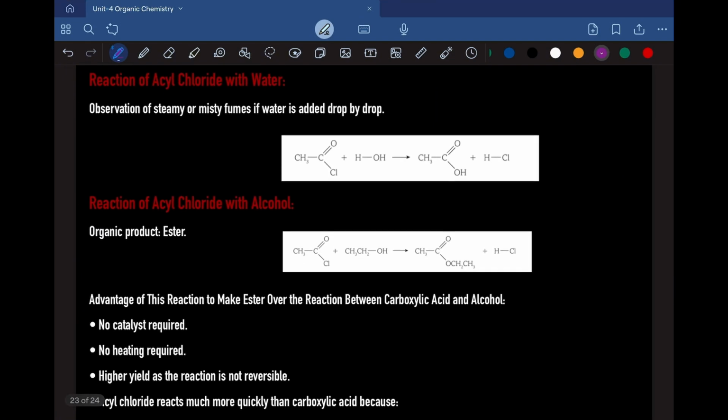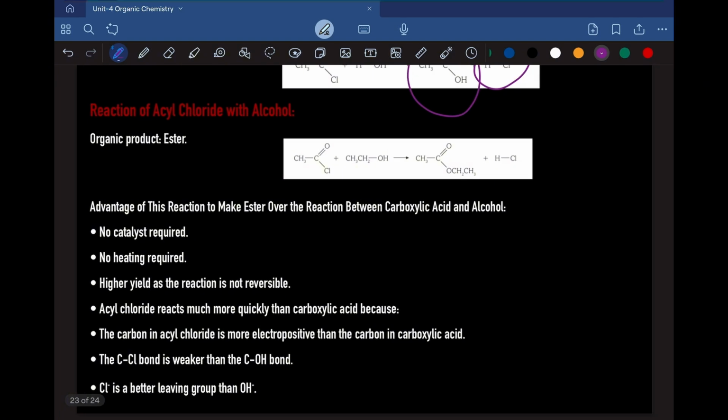Now the reactions of acyl chloride with water. How do acyl chlorides react with water? When we react acyl chloride with water, it will form carboxylic acid and HCl. And the observation will be steamy misty fumes if the water is added drop by drop.